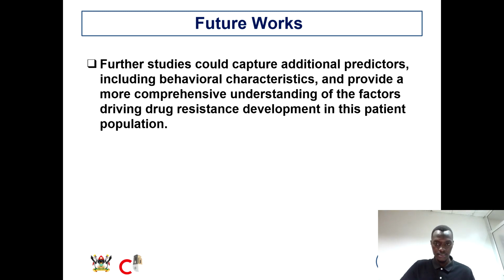For future work, we believe that we can capture additional predictors, including behavioral characteristics. Do you smoke or you don't smoke? Do you take alcohol? Do these things also affect whether this person will respond to treatment or not? So we will provide a more comprehensive understanding of the things that can cause drug resistance development in the patient population.